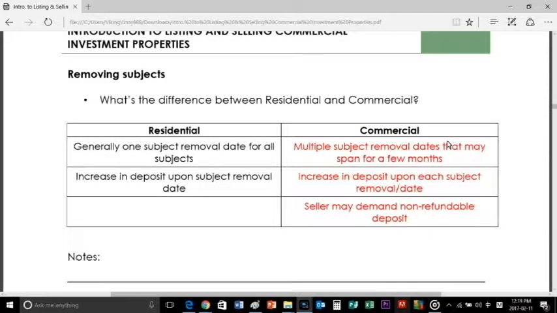Removing subjects. What's the difference between residential and commercial? Well, residential generally one subject removal date for all subjects. Commercial has multiple subject removal dates that may span for a few months. Residential has increase in deposit upon subject removal date. Commercial has increase in deposit upon each subject removal date. And commercial also has seller may demand non-refundable deposit.